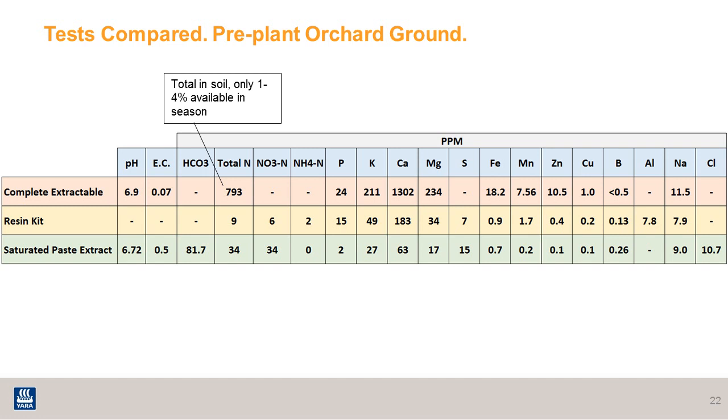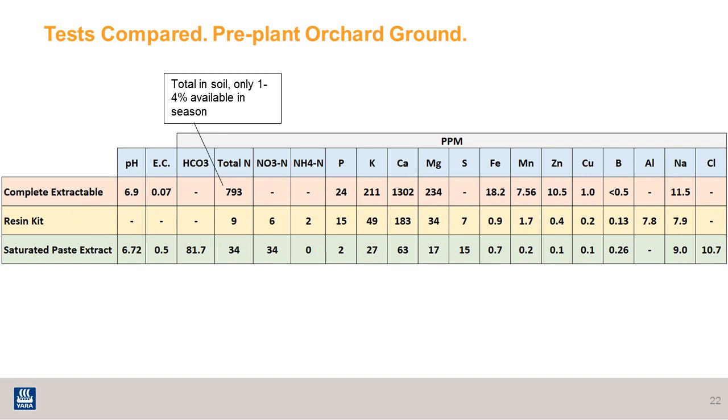So here it is. I summarized all the numbers. Basically, the AGQ lab likes to give you numbers in milliequivalent and whatnot. And for the sake of simplicity, I just converted all the numbers over to parts per million, so that they can be easily compared to each other here.